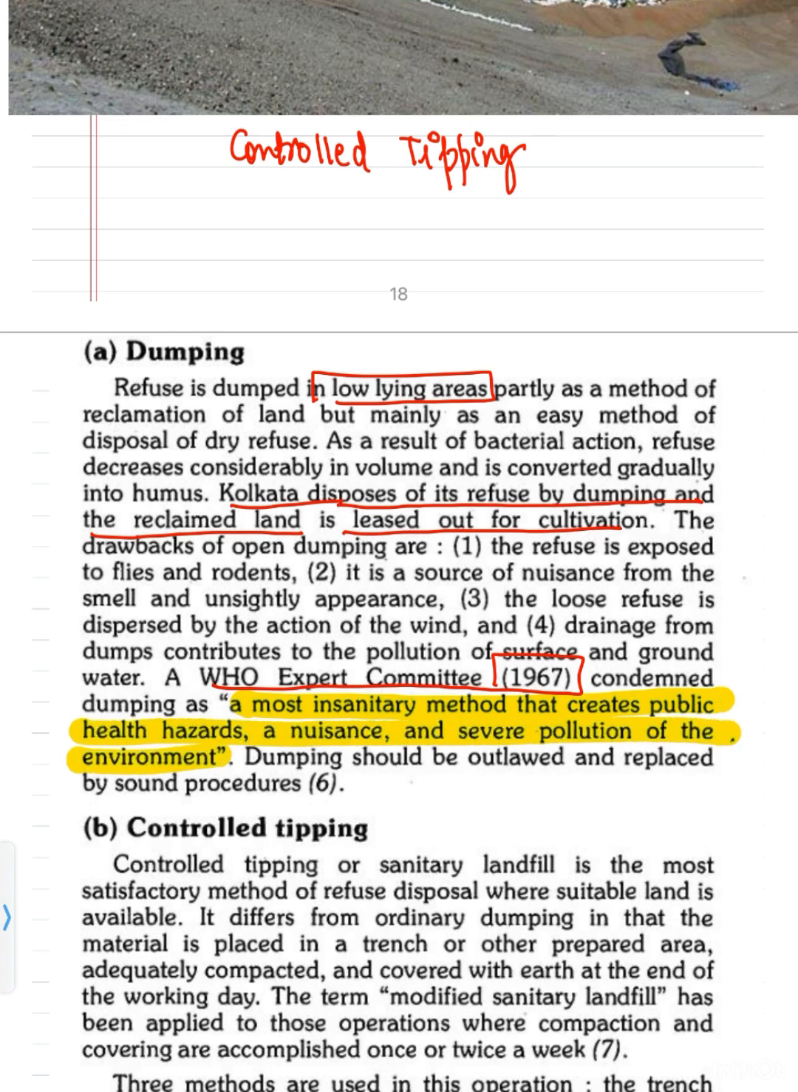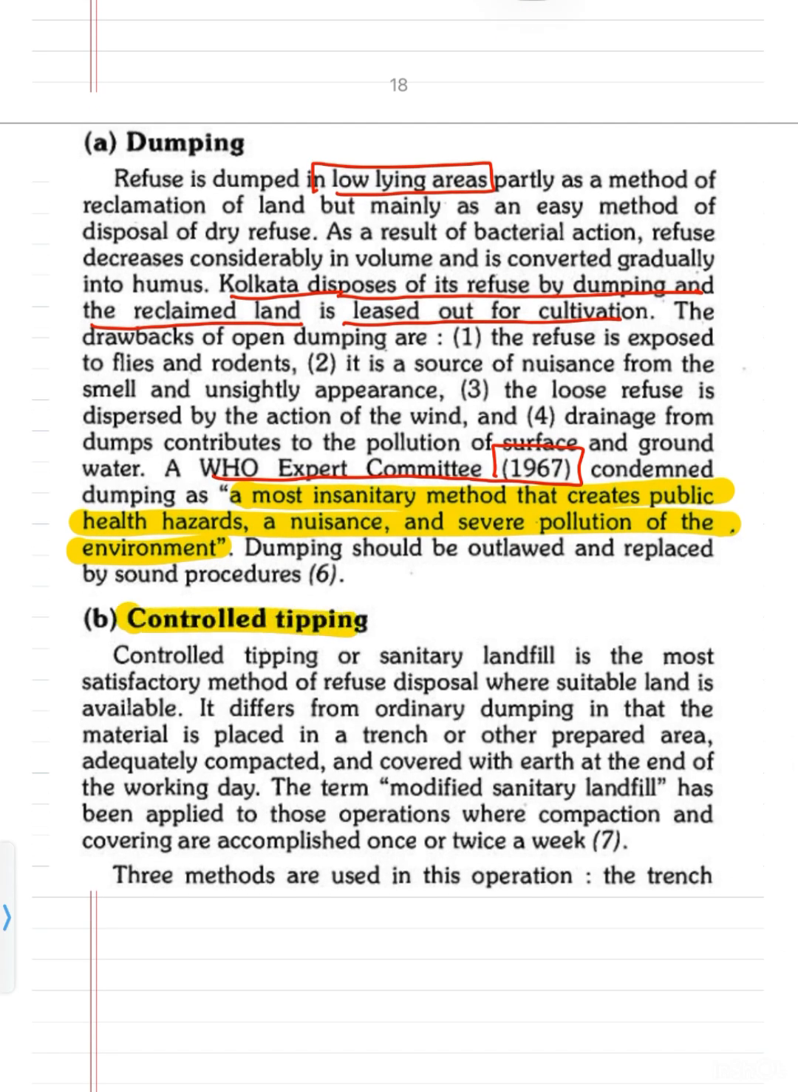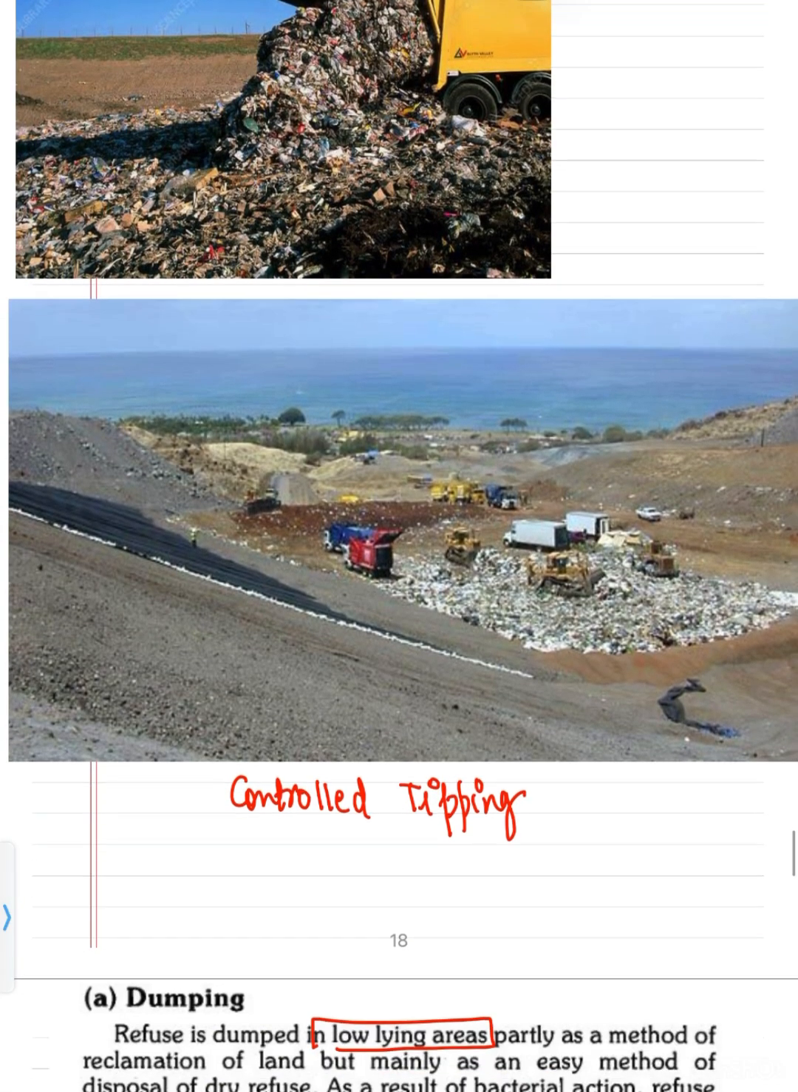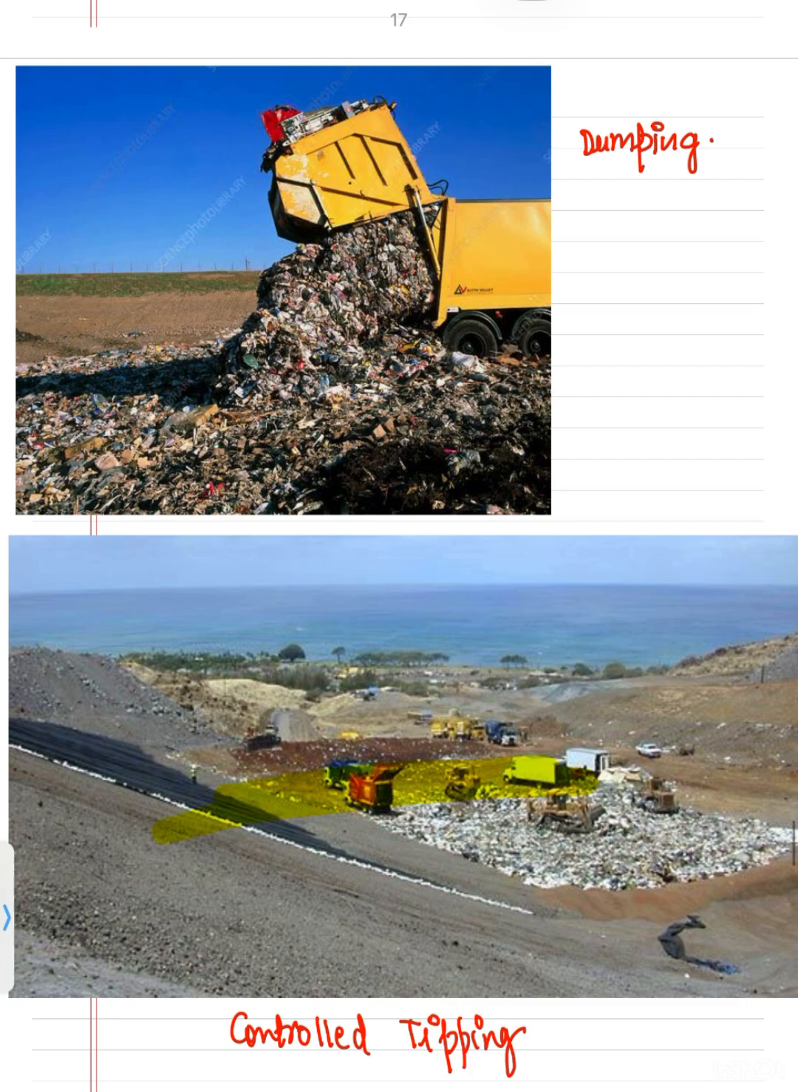So what solution did we come up with for dumping? We went for controlled tipping. In controlled tipping, we are doing the same in a sanitary landfill: we dispose of the refuse, but we cover it, and we also put pressure over it. It differs from ordinary dumping in that the material is placed in a trench or other prepared area, adequately compacted and covered with earth at the end of the working day. So we put it in landfills, put the soil over it, and compress it. So this is dumping, and this is controlled tipping.